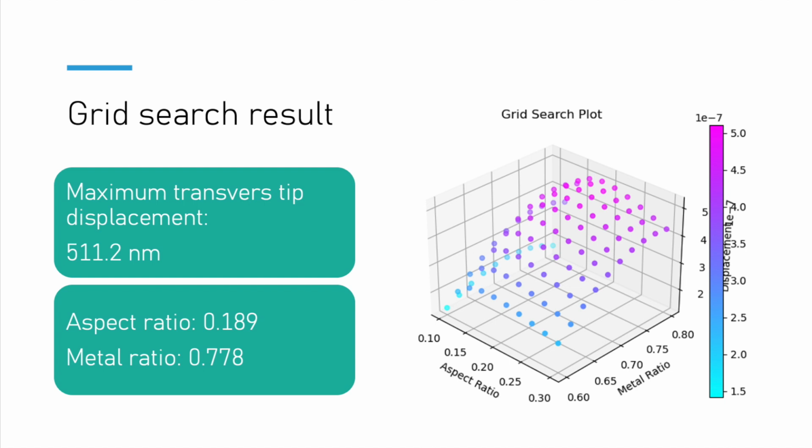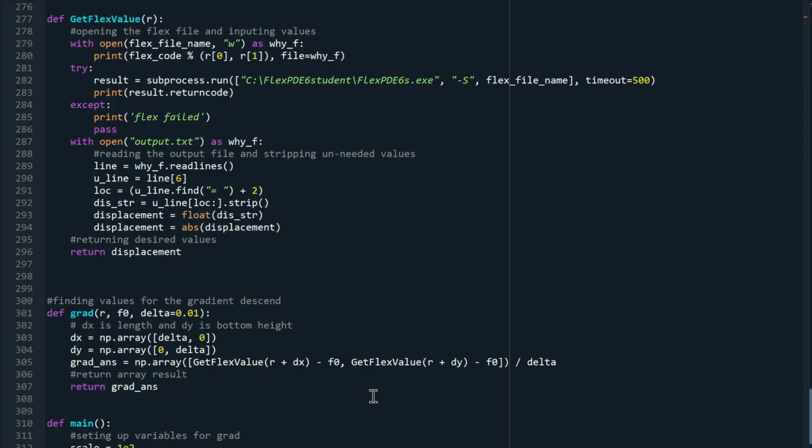Using the methods I described, our grid search method found a max tip displacement of 511.2 nanometers with an aspect ratio of 0.189 and a metal ratio of 0.778. Next, we completed a gradient descent optimization. The first part of the code is the same.